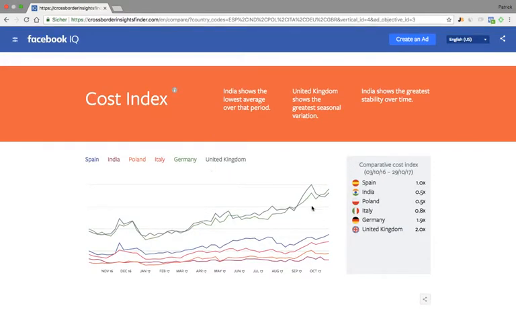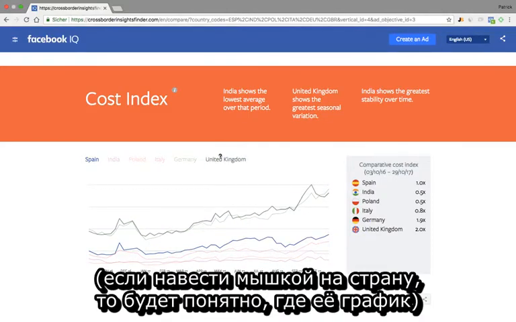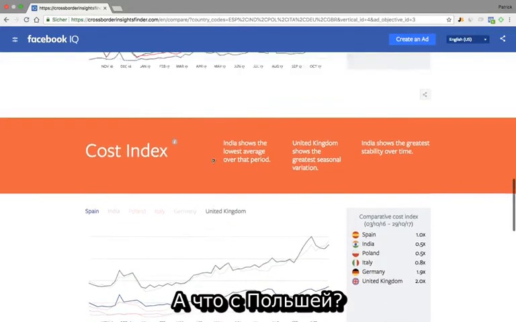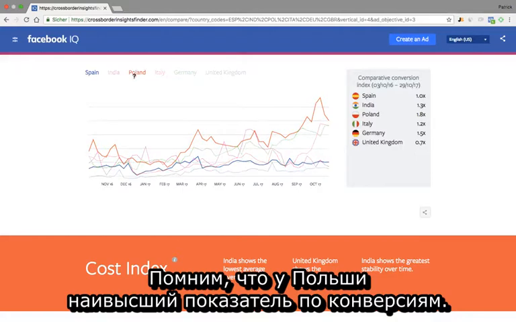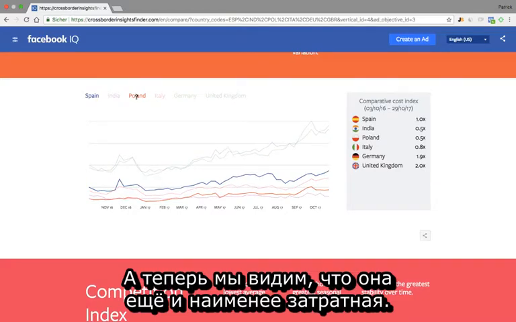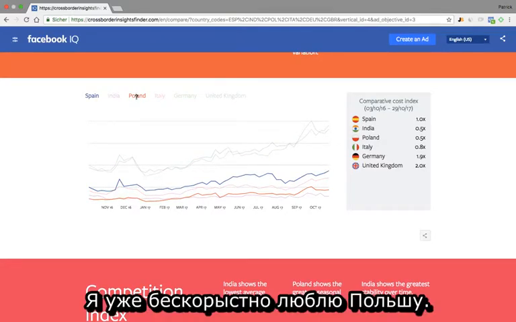And when you then take a look at the cost index, so how much does it cost? We see Germany and we see the UK, Germany and UK. If you hover over with your mouse, you see which line it is. So Germany and UK are the most expensive. And what about Poland? Remember, Poland here has the highest conversion rates. And then it's one of the cheapest countries. Isn't that amazing? I honestly really love Poland.